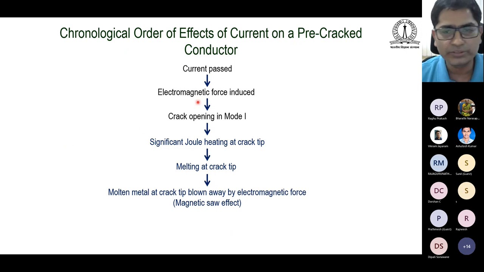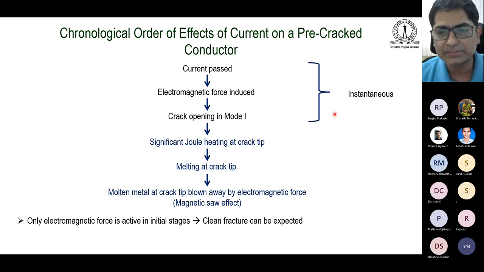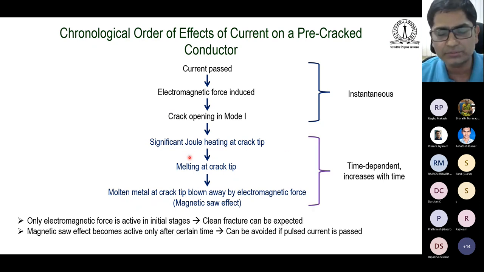So we looked at what is really going on in sequence. We pass the current, and the electromagnetic force is generated almost instantaneously. That essentially opens the crack in mode one, right? This is instantaneous; it happens as soon as we pass the current. The second thing is, of course, the Joule heating continues, and as we wait longer, more heat will be generated. The temperature will go higher and higher. So we think that this process of excessive Joule heating leading to melting, and then the whole material getting blown away because of the electromagnetic force, is actually a time-dependent process. It will be more severe if we pass the current for a longer time, right?